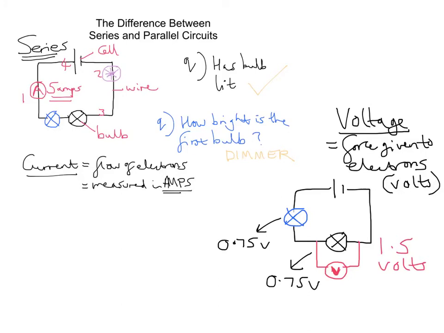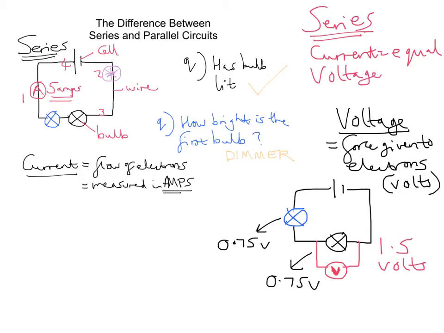So I'll put a little note at the top. So in a series circuit, current remains equal at every point around the circuit, whereas the voltage gets divided up equally between each component. So that's something that defines our series circuit.